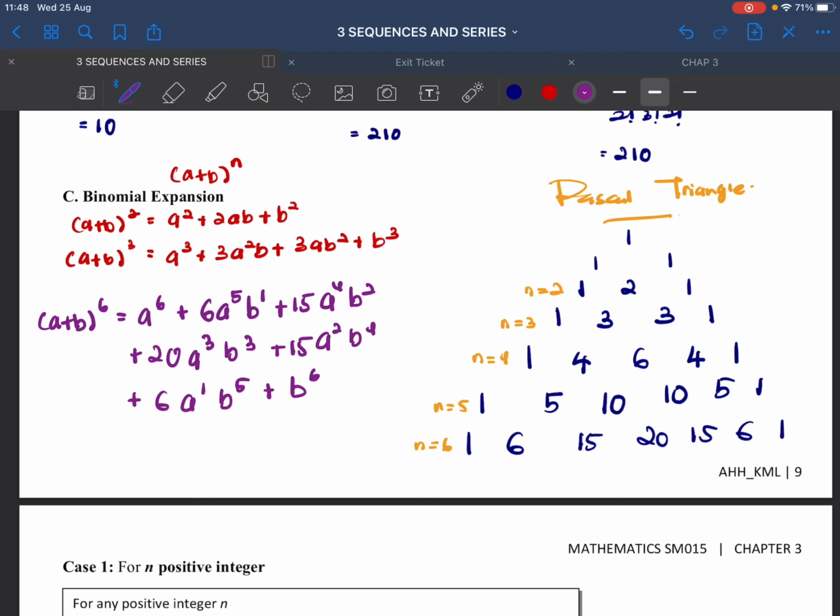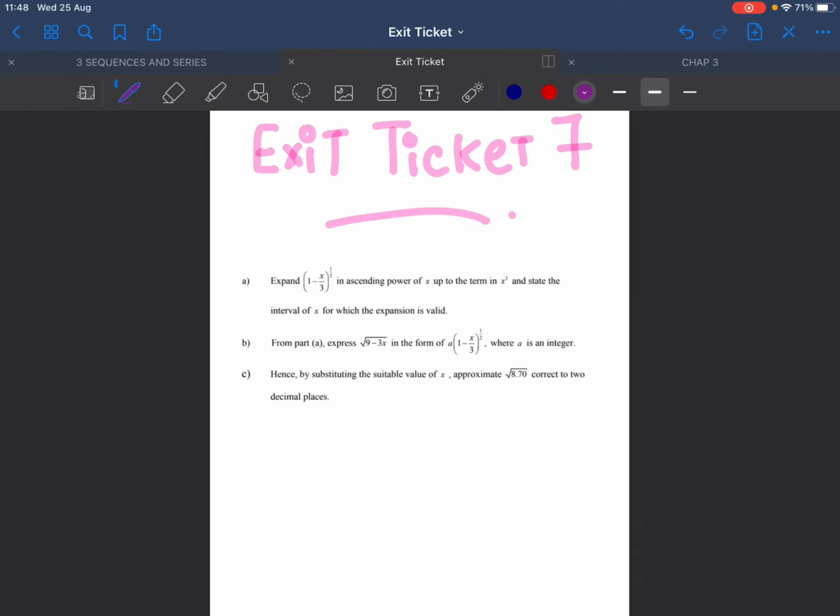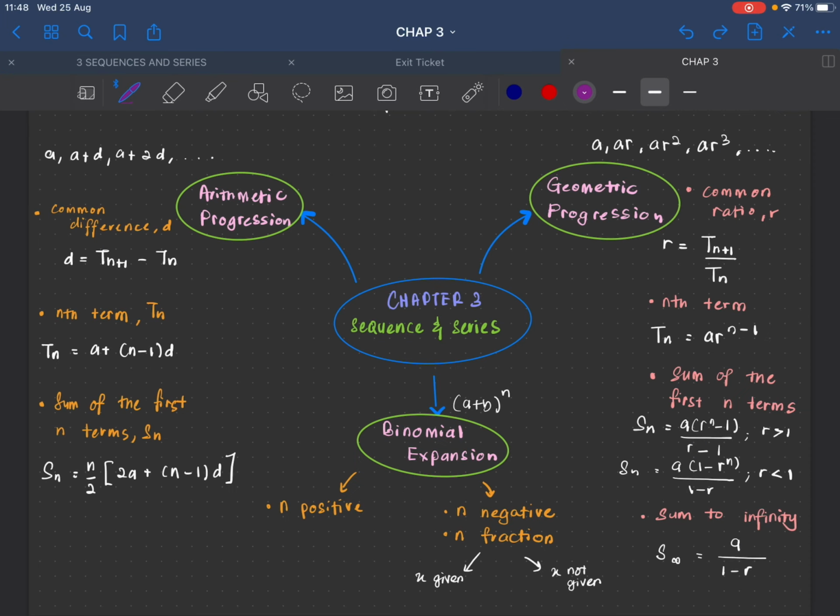So, itu cara guna Pascal triangle. Tetapi kita ada cara yang lain. Okay, this is where the subtopic begins lah sebenarnya. As you can see from the summary here, saya pecahkan dia kepada n positive. We know that n is the power. Okay, n positive and n negative and fraction. This is one thing, n negative and fraction. Sama ada the negative ataupun the fraction.